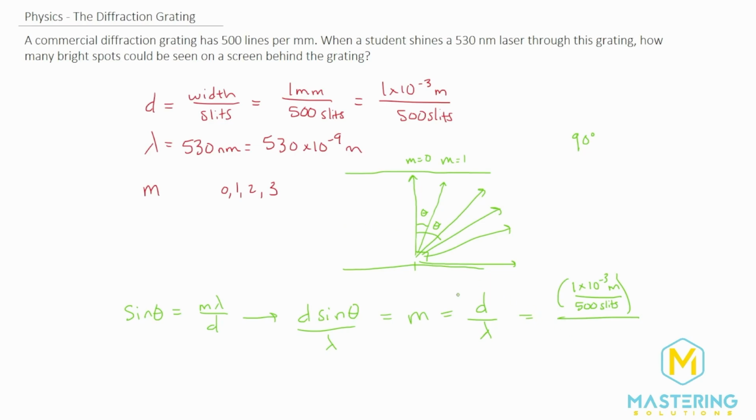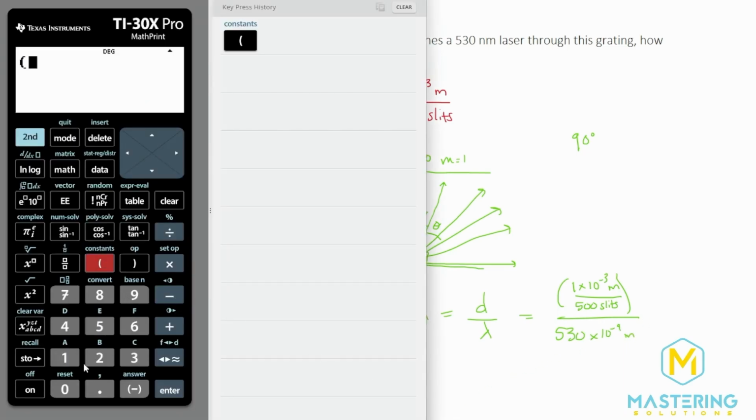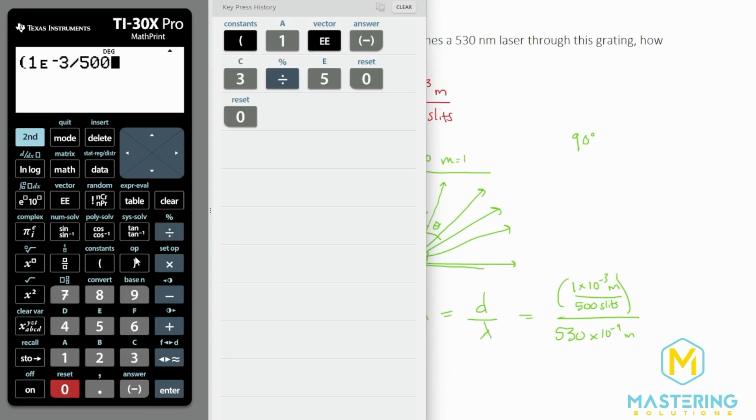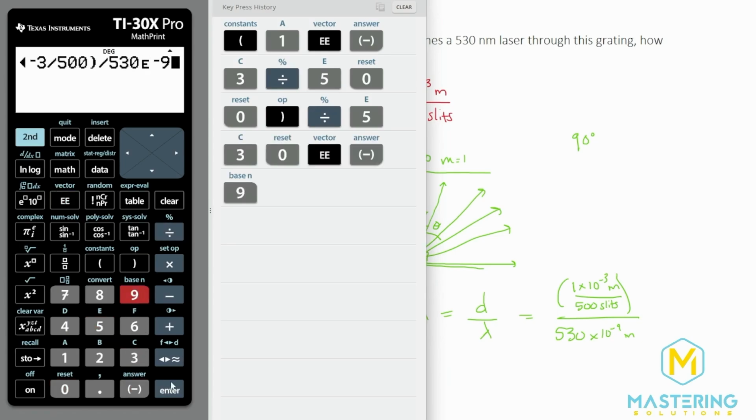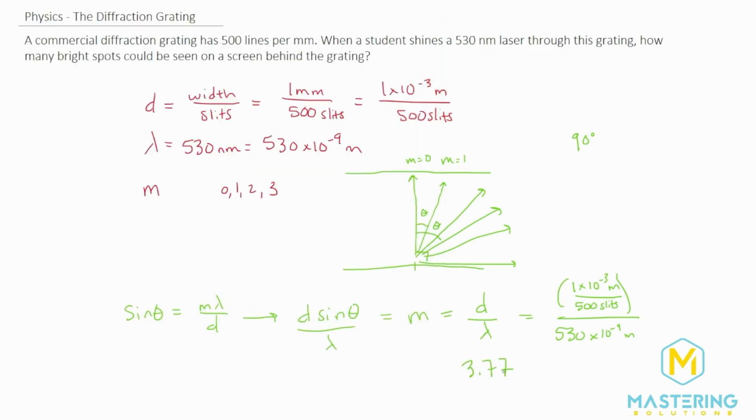Then we divide that by the wavelength, which we said is 530 nanometers, which is 530 times 10 to the negative 9 meters. On the calculator, we have 1 times 10 to the negative 3 divided by 500 slits, which is d, divided by 530 times 10 to the negative 9. So 3.77 is the maximum m that we would get. But to see a bright fringe, you're only going to see one at a whole number. So the m max that we would see is 3.